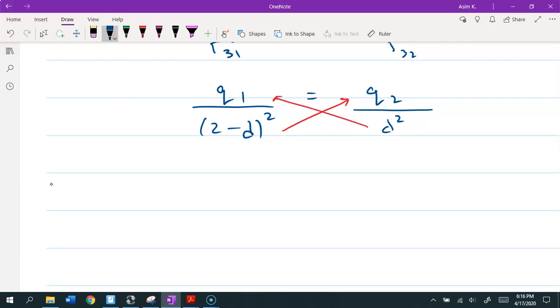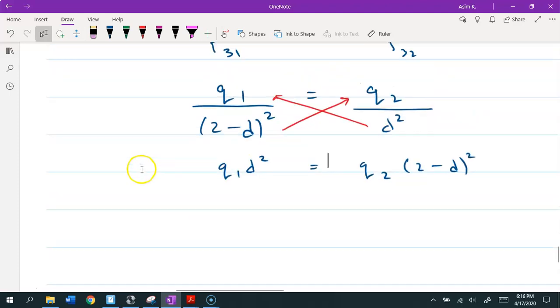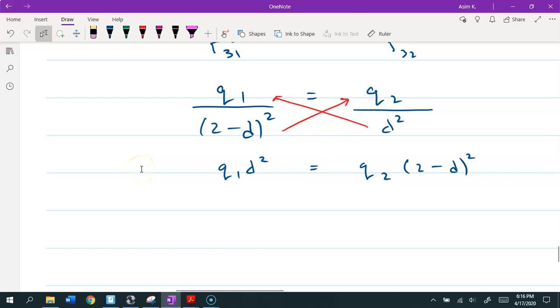And so you end up with q1 multiplied by d squared, and it's equal to q2 multiplied by 2 minus d squared. Remember that we already know what q1 and q2 are. We're just trying to figure out what d is going to be. Now, for some of you, you have a very good handle with algebra, so you know how to deal with a situation like this. But I just want to help you out in case you don't know what to do. So the first step that we basically take is we tell ourselves, look, we need to get rid of that square from both sides. So what we do is we square root both sides.